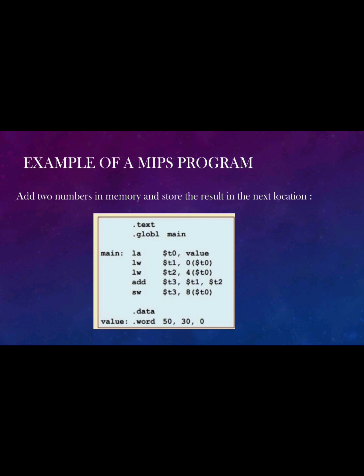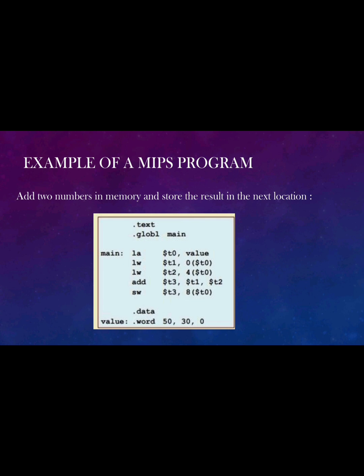Next is add $t3, $t1, $t2. This adds the contents of registers $t1 and $t2, that is 50 plus 30, storing the result 80 into register $t3. And last is SW, that is store word, and that stores the value in $t3, which is 80, back into the memory at location 8($t0).